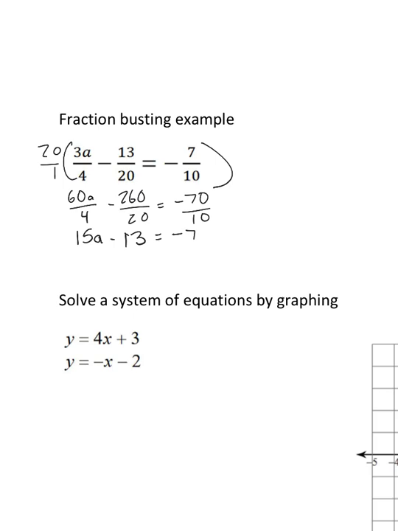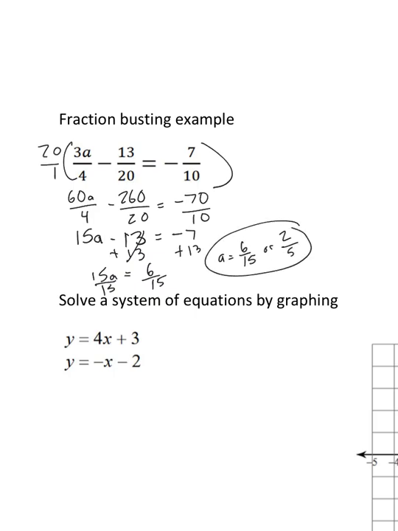Then I would just solve this equation like I normally would by adding 13 to both sides. That goes away. I have 15a equals 6. My last step is to divide by 15. So my answer for this problem is that a is equal to 6 over 15, or 2 over 5.